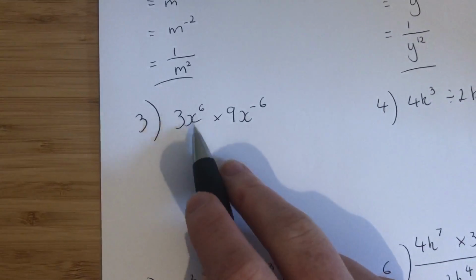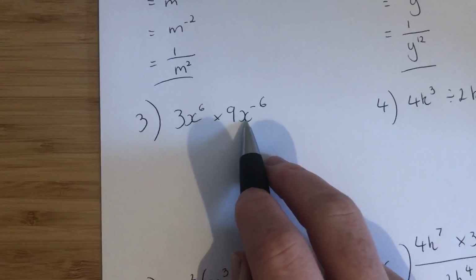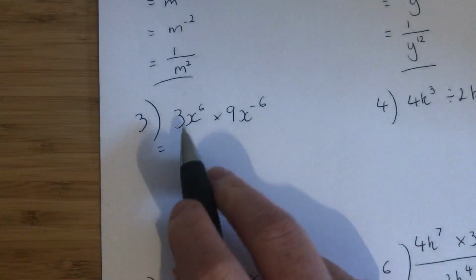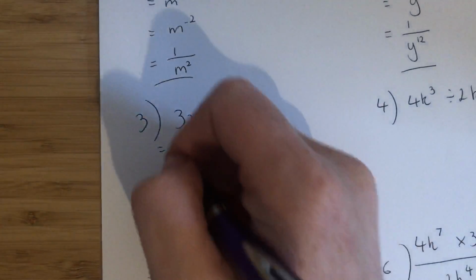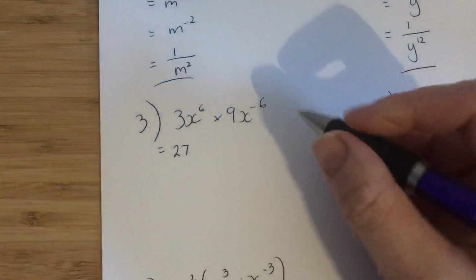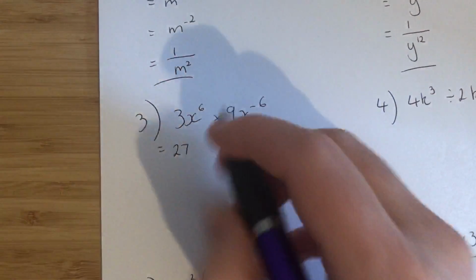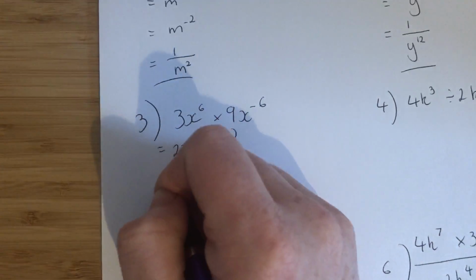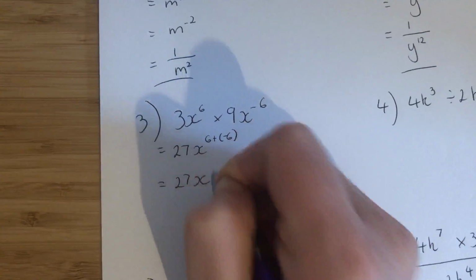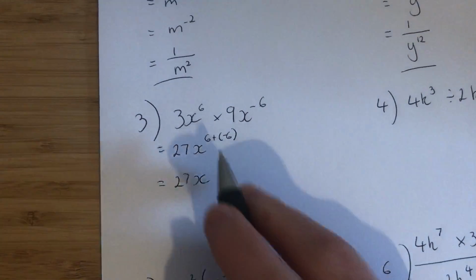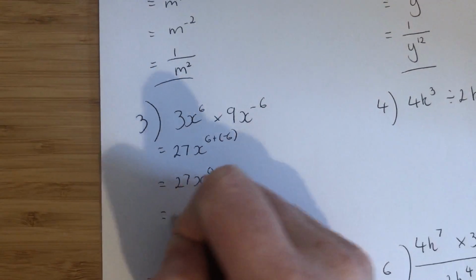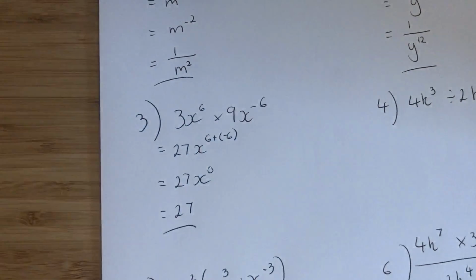Right, next we've got 3x to the power of 6 times 9x to the power of minus 6. So 3 times 9 is going to be 27. We're just using a negative power here, so x to the power of 6 plus negative 6. 27x to the power of 0, because 6 plus negative 6 is 0. x to the power of 0 is 1. 27 times 1, that actually just turns out to be 27.